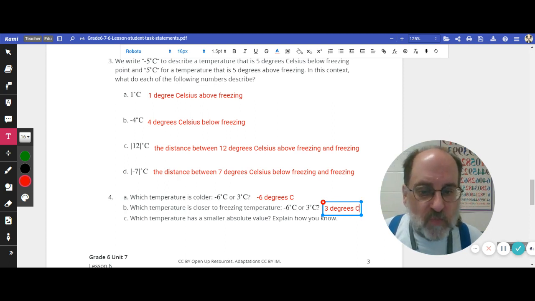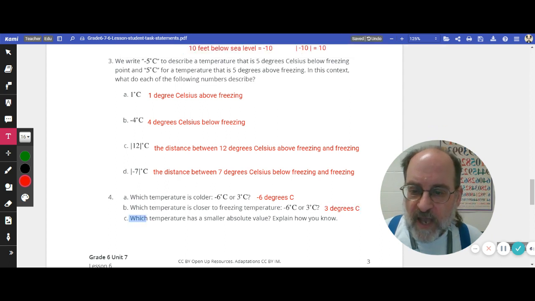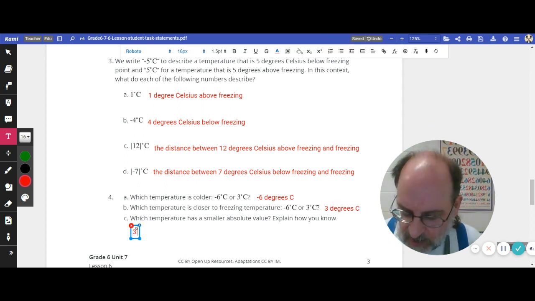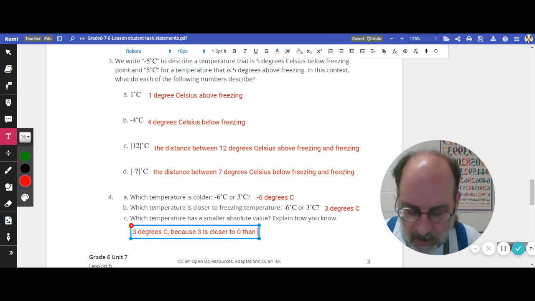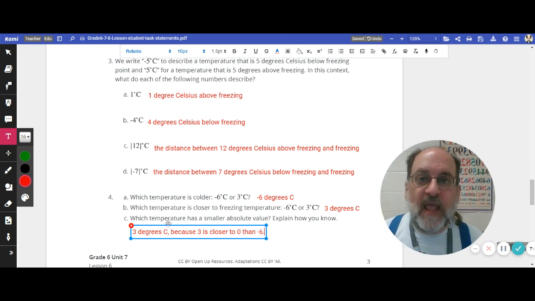So which temperature has a smaller absolute value? And we just showed that it has to be 3 degrees Celsius because 3 is closer to 0 than -6. Absolute value measures your distance from 0, in this case, freezing. So in this case, the one that has a smaller absolute value is 3 degrees Celsius.